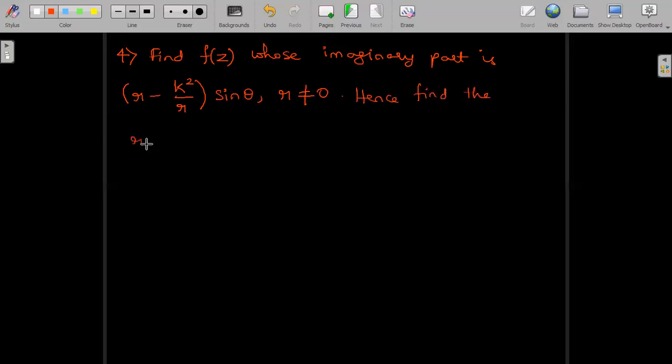So real part is nothing but u. Given imaginary part for us, that is v, is given for us. So let's do the solution. Given imaginary part, that is v is (r minus k square divided by r) multiplied by sin theta.